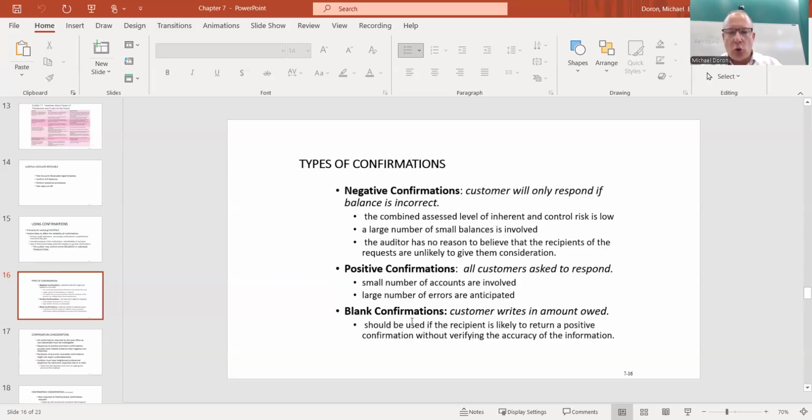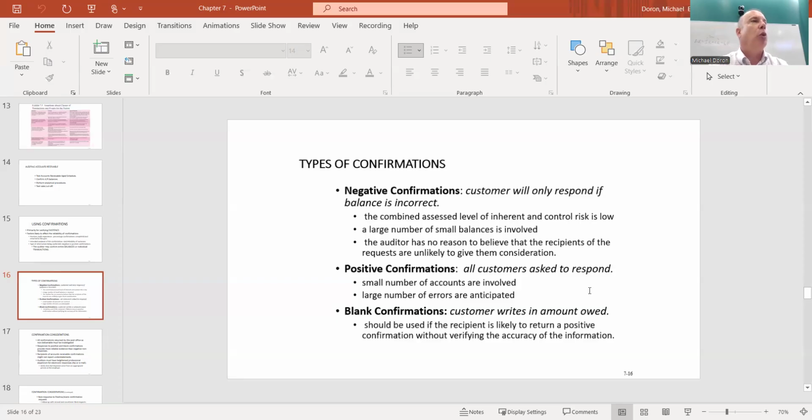Then finally, the best quality evidence is blank confirmations, where the customer has to write in the amount. So you write a letter, please tell us what the outstanding account receivable amount is. So then the customer has to actually go to their files and look up the number. Okay, so what they could do with a positive confirmation, it says $2,000. They could say, yeah, that sounds right, and just check off that's okay. With a blank confirmation, they are forced to actually go to their records and look up how much they owe.